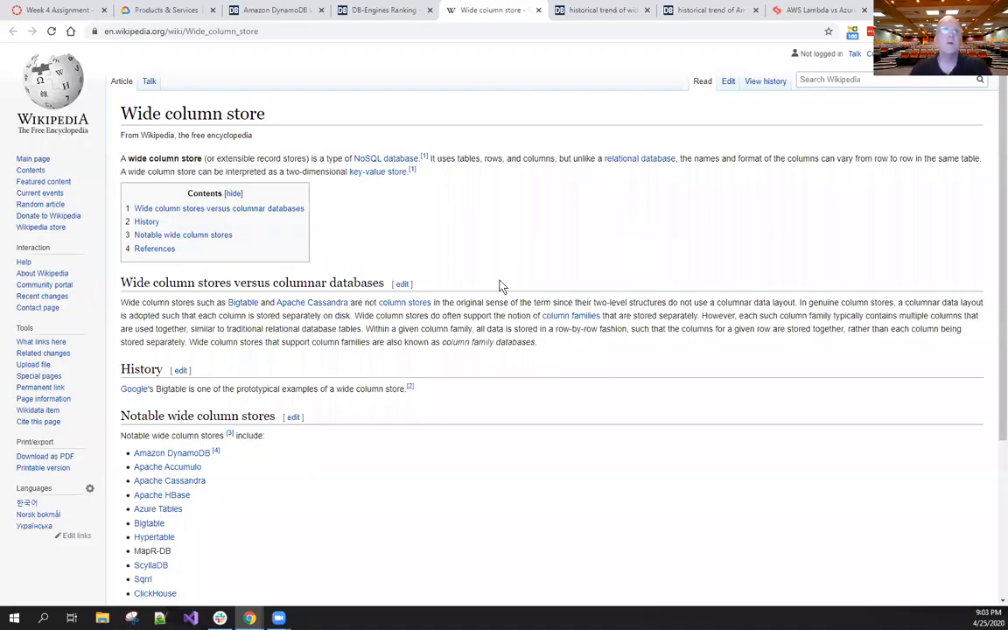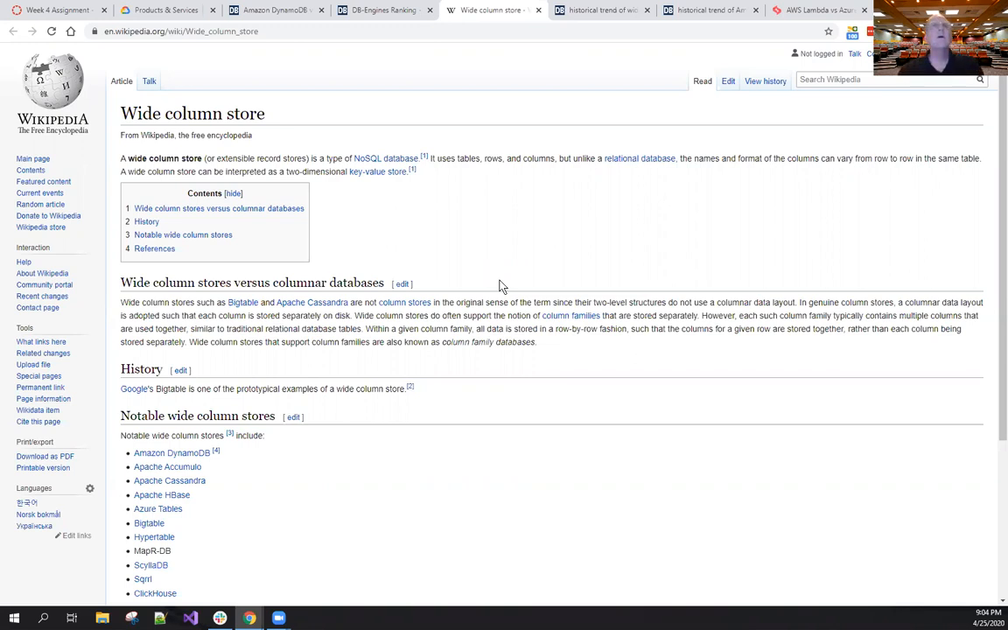What is a wide column store? It's a type of NoSQL database. It uses tables, rows, and columns. Unlike a relational database, names and format can vary from row to row in the same table. Whoa. It is a two-dimensional key value store. That's interesting. One dimension is one thing, but two dimensions, key value store.